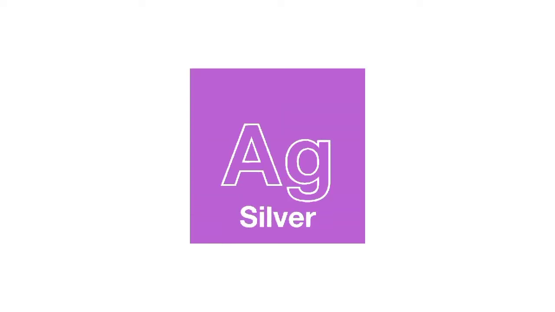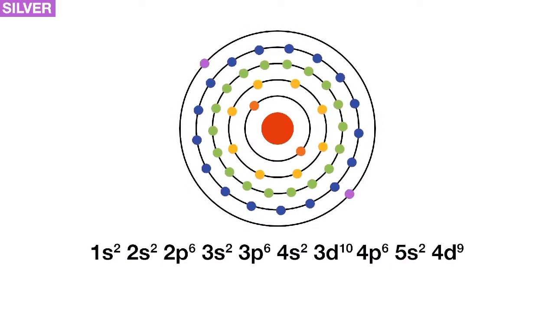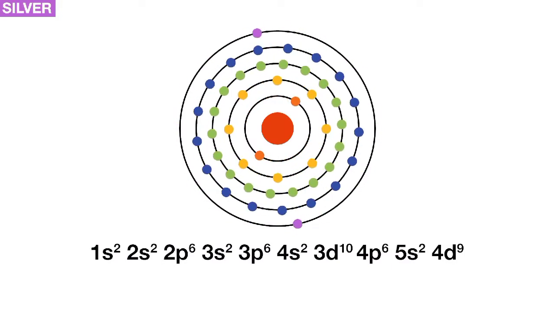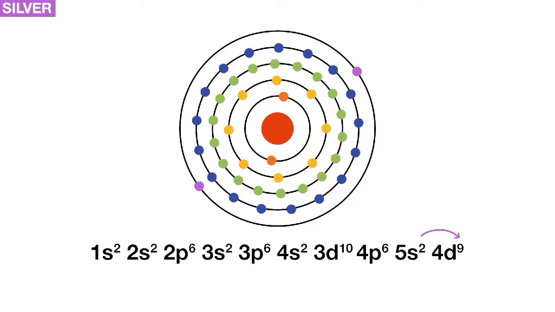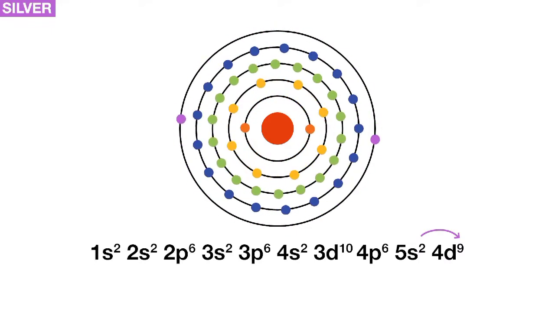The third example is silver, with the chemical symbol of Ag. Silver has 47 electrons. The expected electron configuration is this. The d sublevel is much more stable when it's completely filled or half filled, so we take one electron from 5s2 and it is moved to 4d9 for the d sublevel to become more stable.